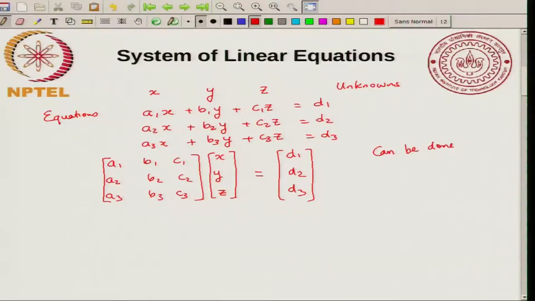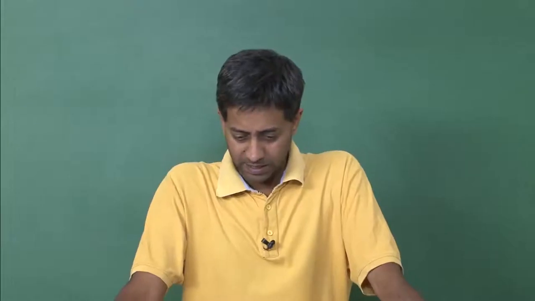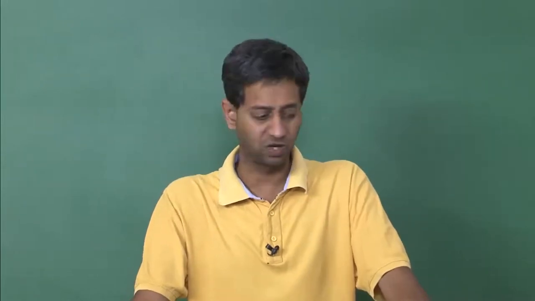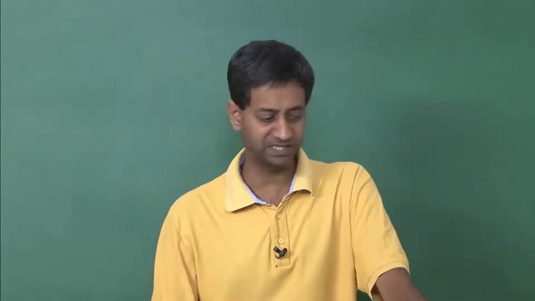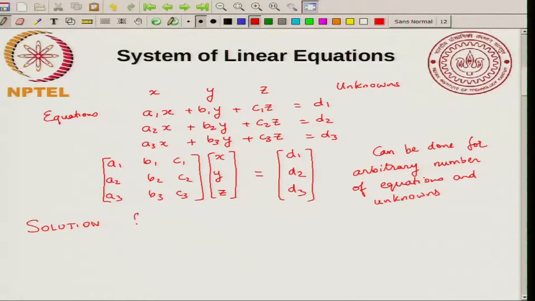So you can do this for an arbitrary number of equations and unknowns. Now I said you can do it for an arbitrary number of equations and unknowns, but you know very well that there are conditions when this system of linear equations can be solved. So it can be done for an arbitrary number of equations and unknowns, but a solution for x, y, z can only be obtained for certain cases.